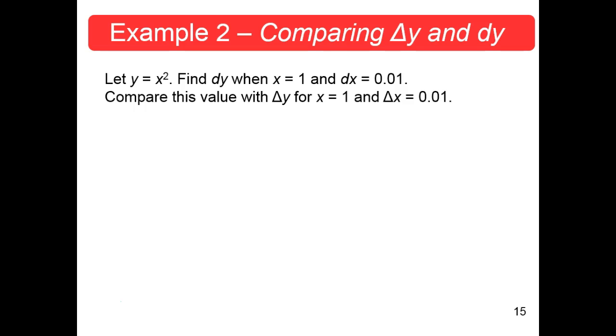So, let's let y equal x squared. A good differentiable function everywhere, right? Find dy when x is equal to 1 and dx is equal to 0.01. Okay? So what do you reckon we're going to have to do? Take a derivative, I wondered when someone was going to say it.